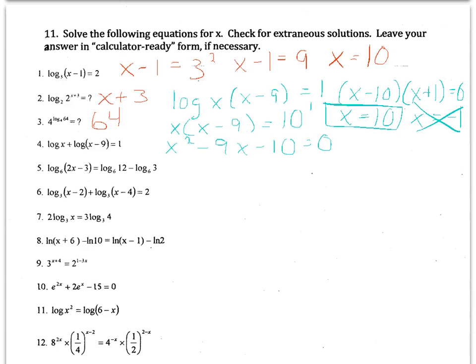For number 5, we also need to condense the logarithm before we solve it. So we will have log base 6 of 2x minus 3 equals log base 6 of 12 divided by 3. And now that we have a log on both sides with the same base, we can simply cancel out the logs. So we just have 2x minus 3 equals 4. And now we just need to solve it, so we end up with x equals 7/2. And if we plug 7/2 back in, we have a positive number, so it is a good solution.